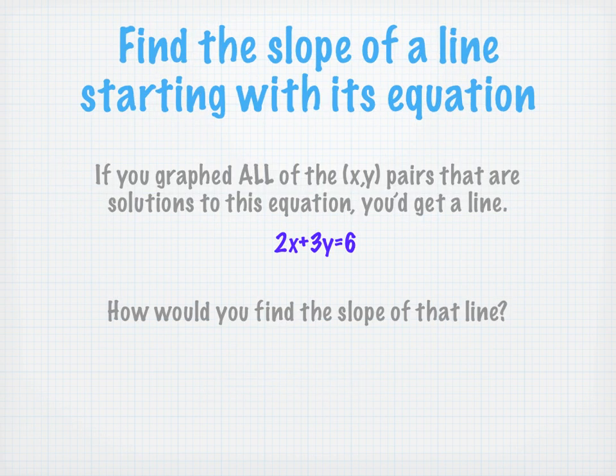Next, we're going to learn how to find the slope of a line just from its equation. So if instead of giving you 2 points on a line, I gave you an equation of a line. For example, below you'll see the equation 2x + 3y = 6. We learned in a previous lesson that if I graphed all of the xy pairs that are solutions to this equation, they would make a line. The question is, how would we find the slope of that line?